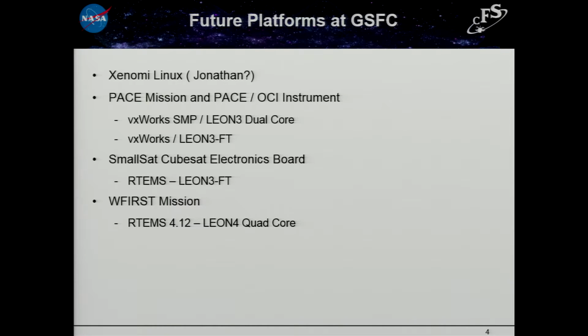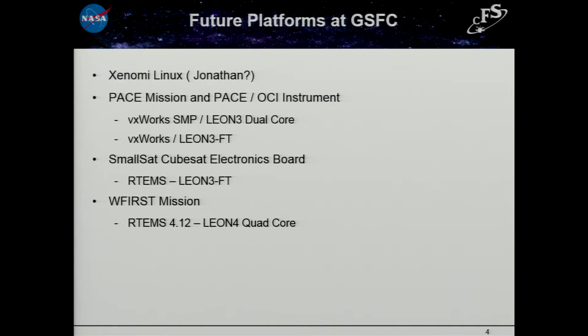And our W1st mission that we're just starting, it's going to have a board that uses the Leon 4 quad-core processor. And I would imagine it's going to have a number of other processors on it as well for instruments and things. Are they going to give us money to develop the? They are actually. They do have some tech development money from what I hear. I don't know. We need the people though.